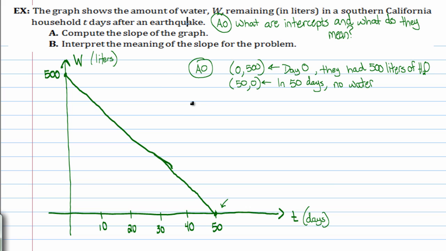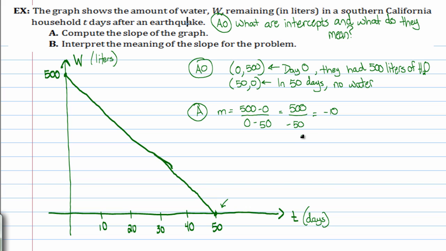Okay, the second part of this is asking us to compute the slope of this graph. So let's go ahead and do that. I have a couple points. So the slope is the difference in the y values, remember, over the corresponding difference in the x values. So remember the first y value I chose was the 500, so the first x value has to be the 0 associated with it. And then the second x value is 50. So we have 500 over a negative 50, which is going to be a negative 10.